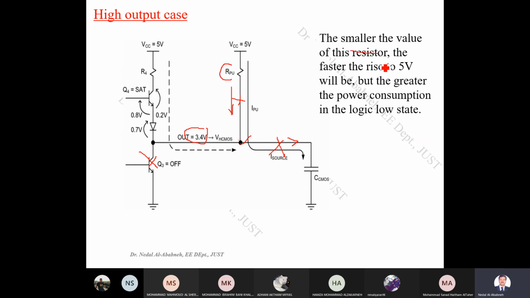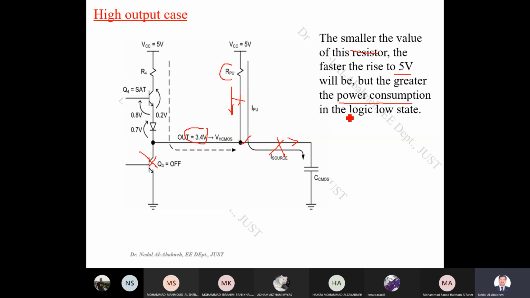The smaller the value of this resistor, the faster the rise to VCC will be, but the greater the power dissipation. طبعا بالتالي you have to compromise between the speed now and between the power dissipation. وبالتالي actually if you need to speed up the pulling up capability, let's say to decrease this R, at the same time you are pulling current from the VCC, large current, and this does affect the power distribution of the circuit.